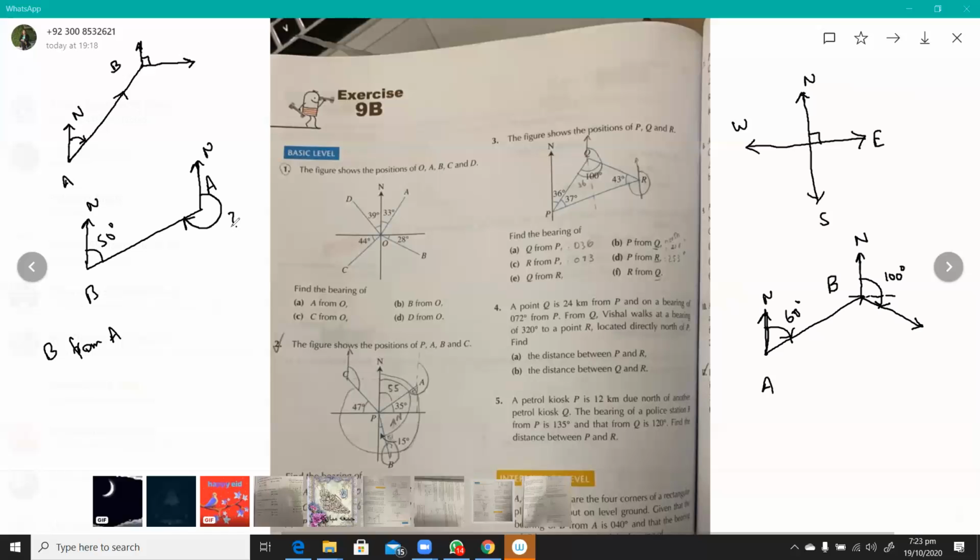Now, using the angles on parallel lines, you know that if this is 50 degrees, then this angle is going to be 130 degrees, because the angles between parallel lines add up to 180 degrees. So the bearing of B from A is going to be 360 minus 130. That is going to be 230 degrees. So that is how you find the bearing.